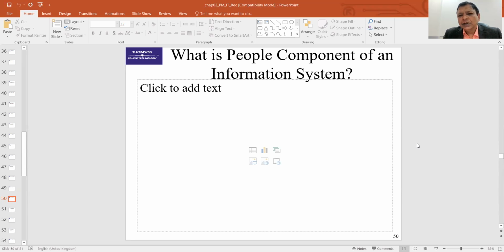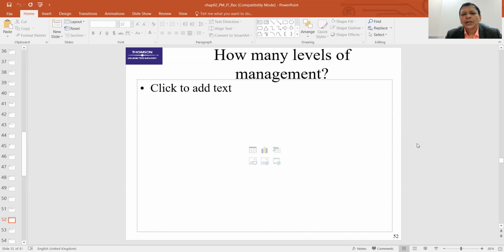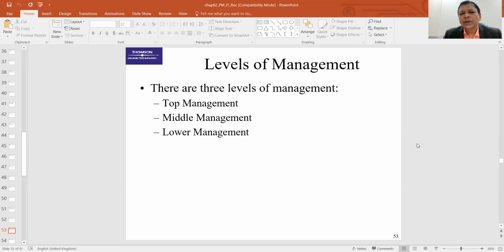What is the people component of an information system? That is the fourth component of an information system. People are the users of the information system belonging to different levels of management. So how many levels of management do we have? Any idea? There are three levels of management. We have top management, we have middle management, and we have lower management.